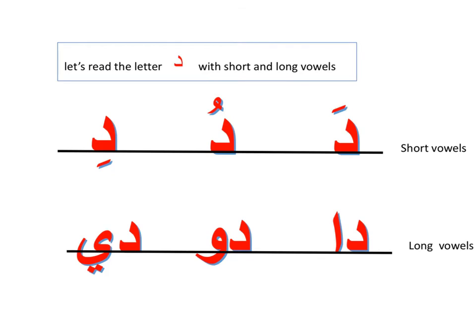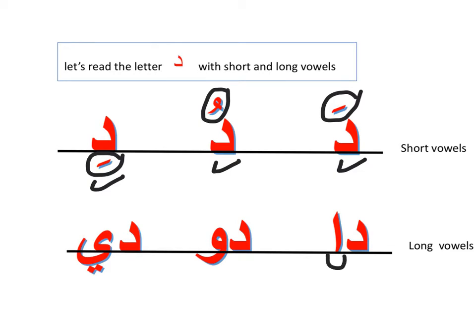Now let's read the letter D with the short and long vowels. D with Fatha, we call it Da. D with Dhamma, we call it Du. D with Kasra, we call it Di. Now, D with the long vowel A, Daa. D with the long vowel U, Duu. D with the long vowel E, Dii.